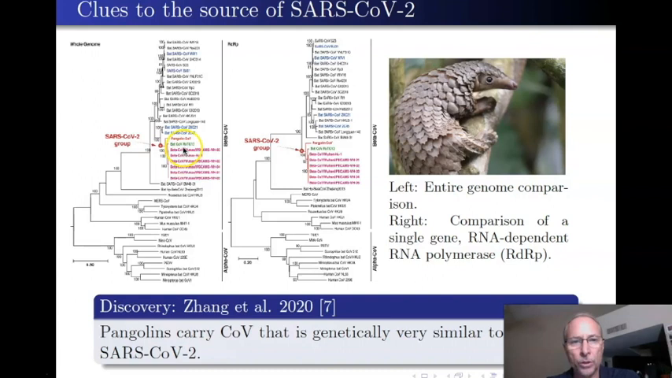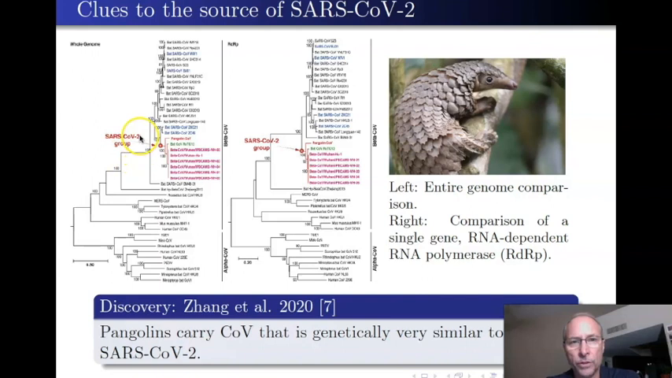SARS-CoV-2? You should see, coming back and following back to this node, that the bat and the rest of the human SARS-CoV-2 are very closely related, more closely related than the SARS-CoV-2 or the bat is to anything else on the chart. But notice the next is the pangolin. There's the node that gives us the pangolins, and it's what they're calling the SARS-CoV-2 group.